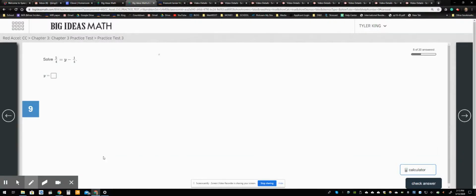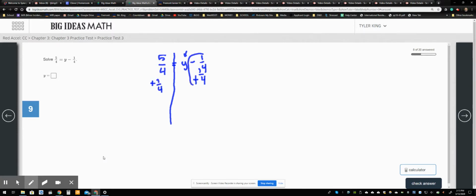Okay, so we want to solve the equation 5 over 4 is equal to y minus 1/4. To get y by itself, we need to check what's happening around y to isolate the variable. Because y is being subtracted by 1/4, we can add 1/4 to this side, and we can add 1/4 to this side.